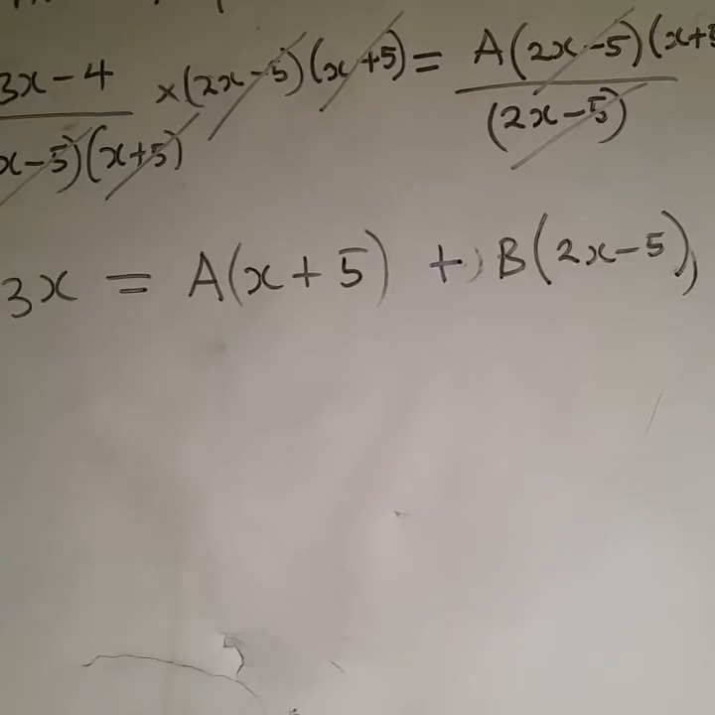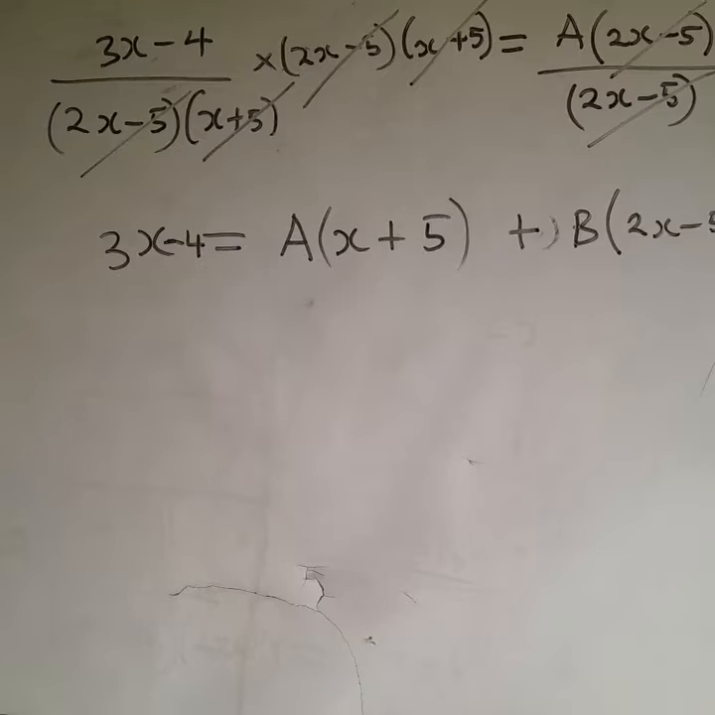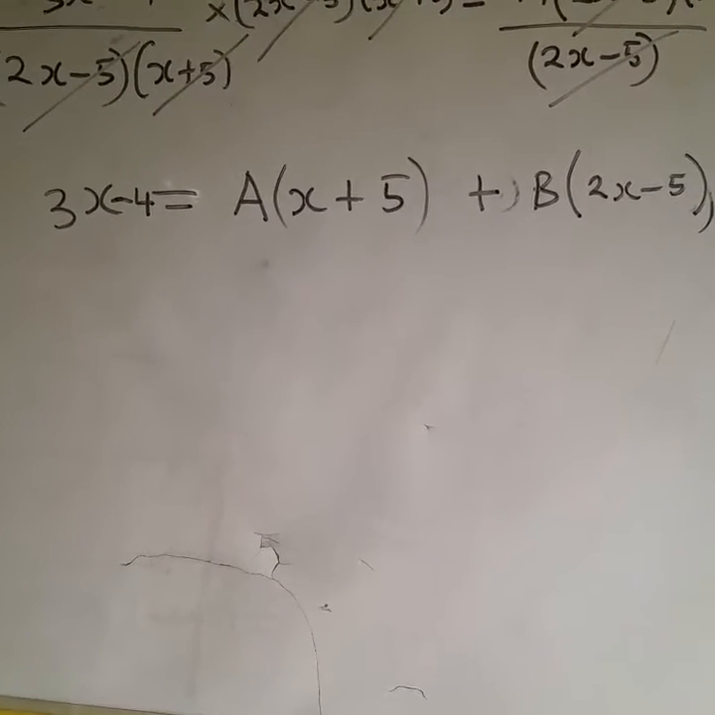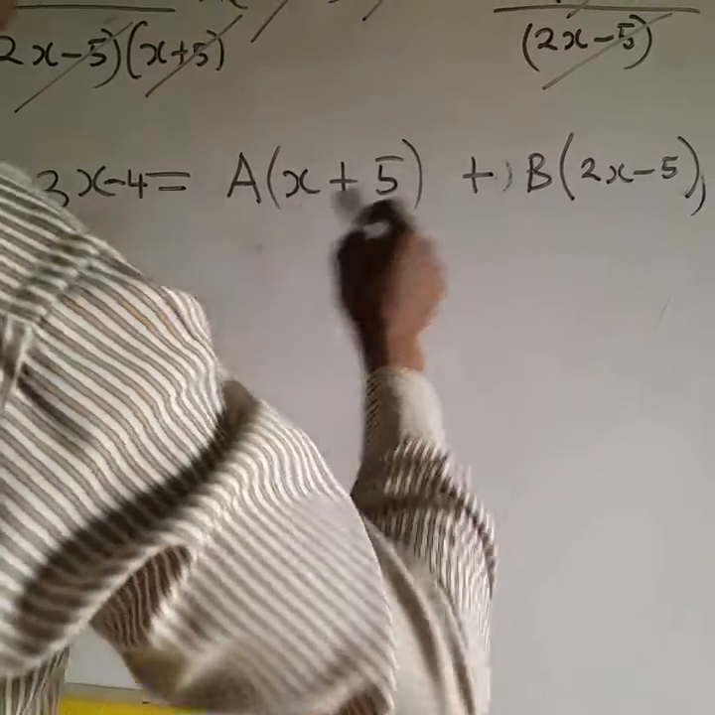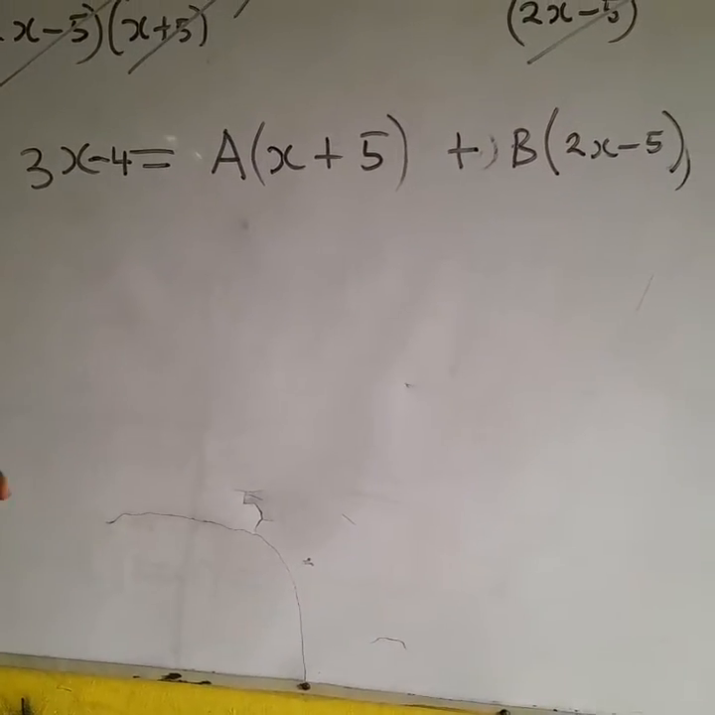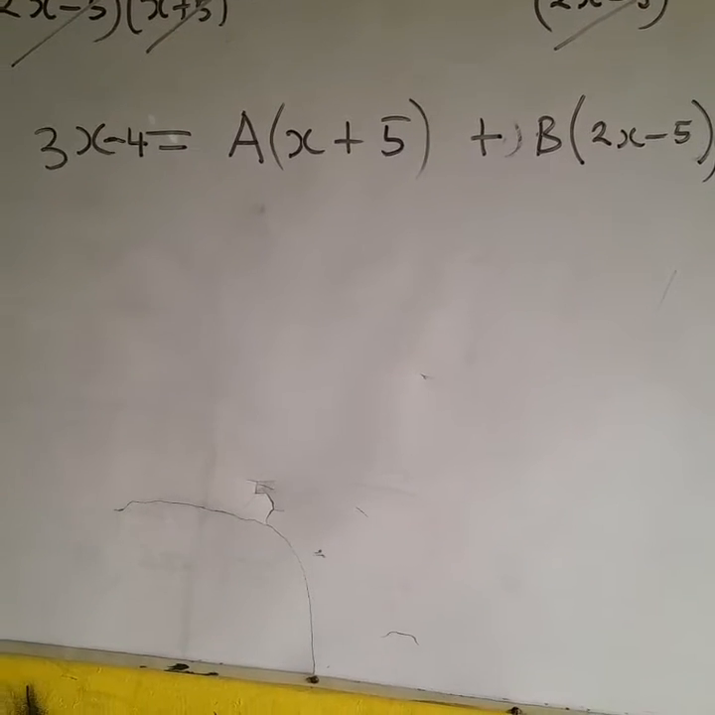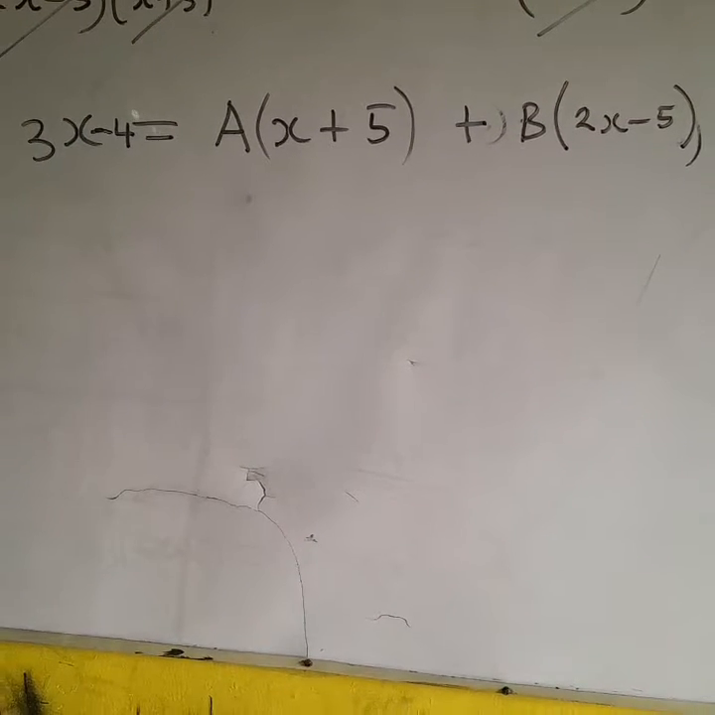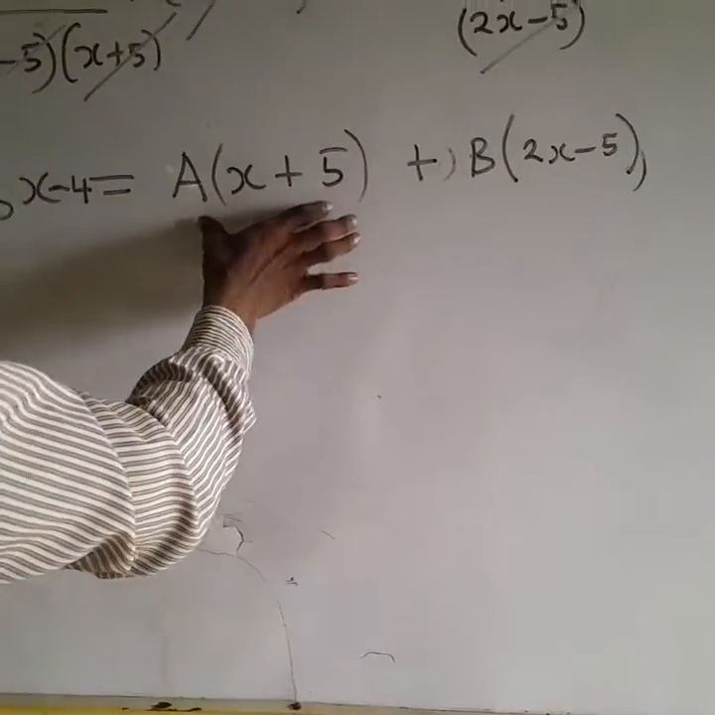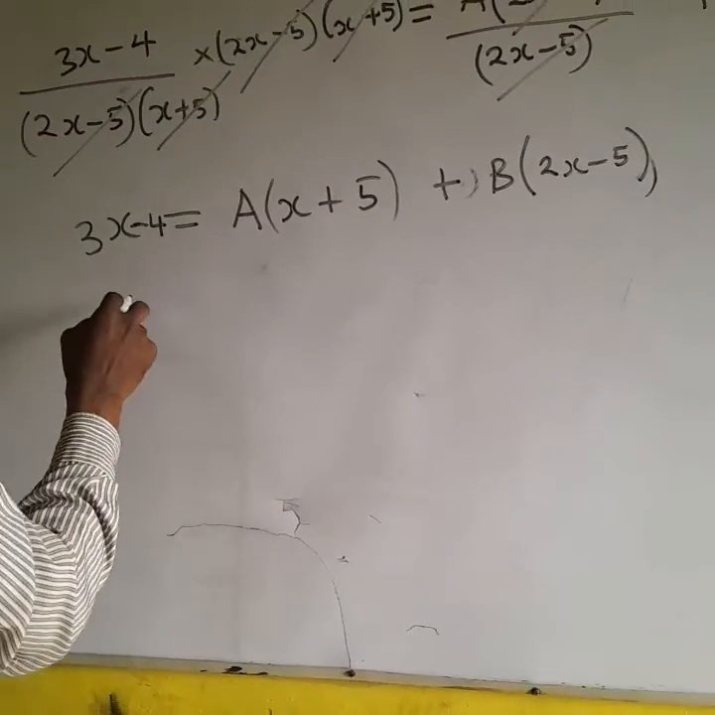So looking at here, now I want to find the value of A. We want to find the value of A or the value of B, but for you to find the value of A or B, you must eliminate one of the alphabets. So to eliminate one of them, you look for a factor, a value that when you put it here, it will make one of them 0 to find the other one. So that's what we call the cover up method.